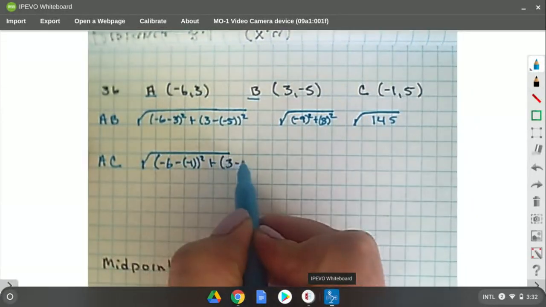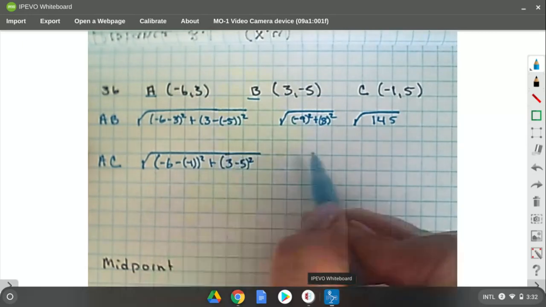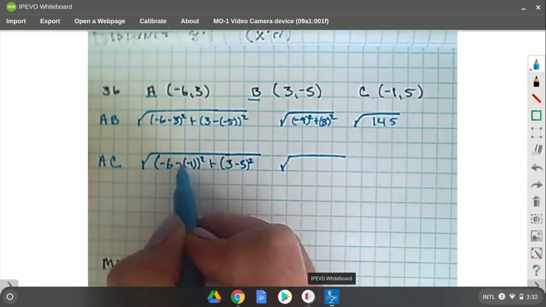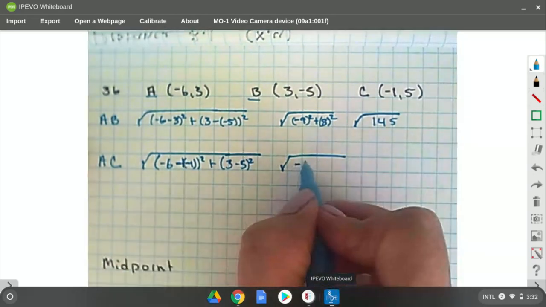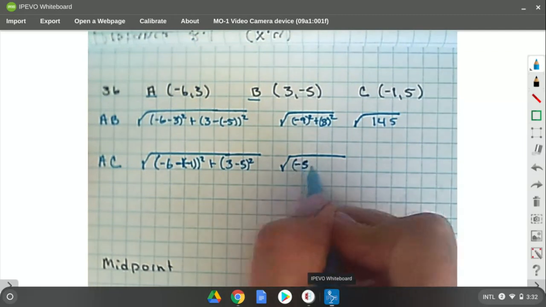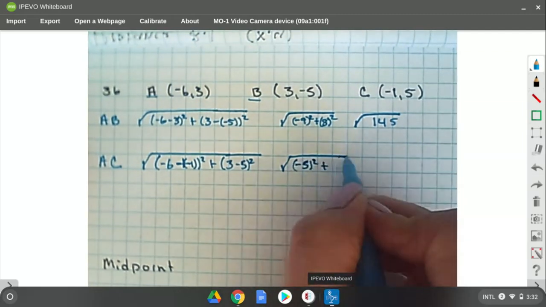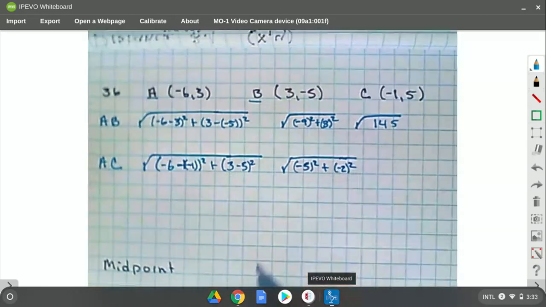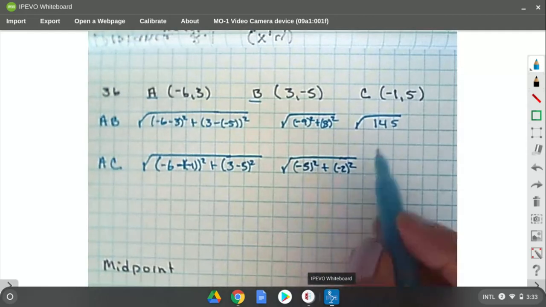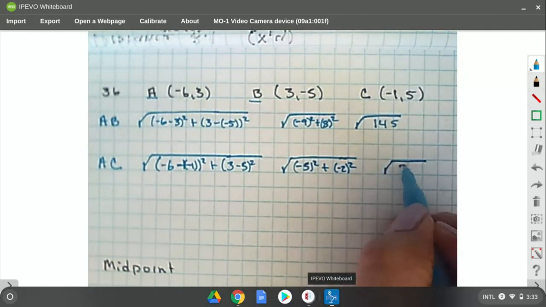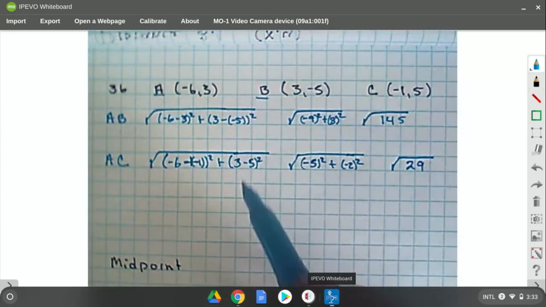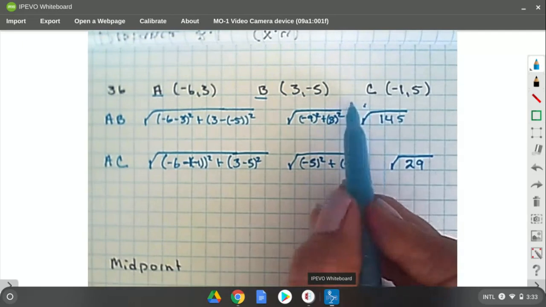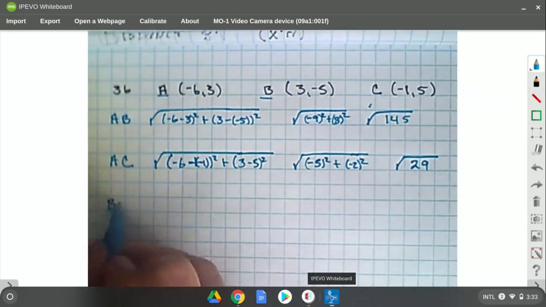Plus 3 minus 5. Okay, so the square root of negative 6 minus negative 1 is negative 6 plus 1, and that's going to give me a negative 5 squared. Plus 3 minus 5 is a negative 2 squared. So I have 25 and 4, which gives me the square root of 29. All right, I've got two sides, AB and AC. Now I've got to get my third side of the triangle, BC.